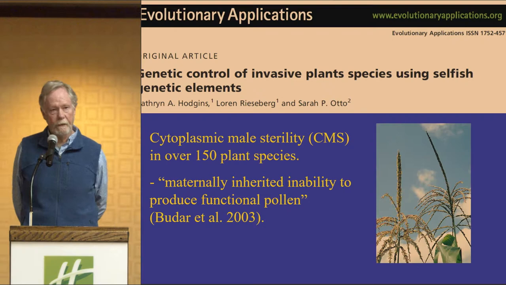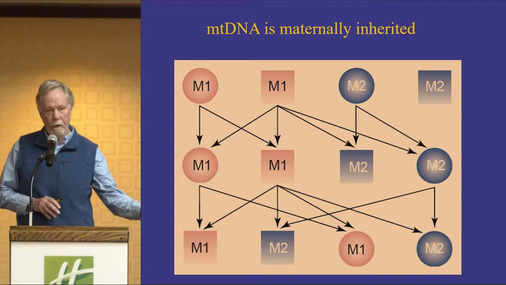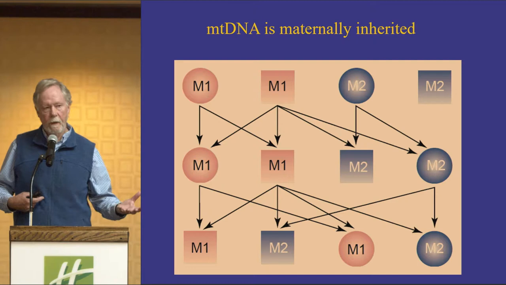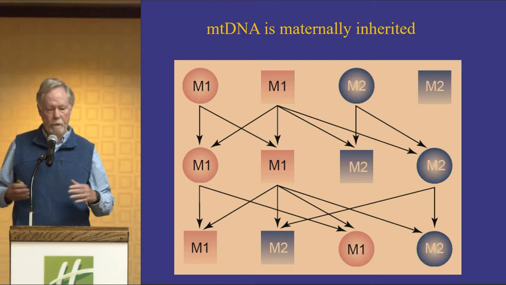And mitochondrial DNA: everybody in this room has mitochondrial DNA in their mitochondria. Most of our genetic material is in the nucleus, so there's about 3 billion base pairs in our nucleus, but there's about 15 to 20,000 in the mitochondria. And the mitochondrial DNA is inherited only from our mother, so this is just a brief pedigree.